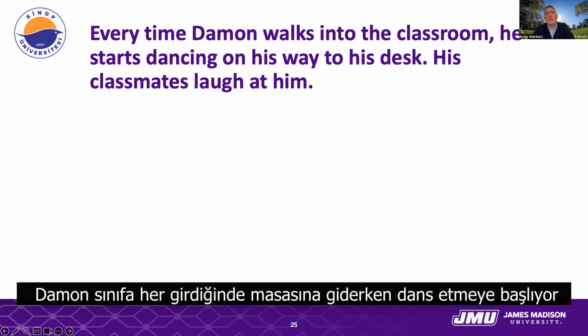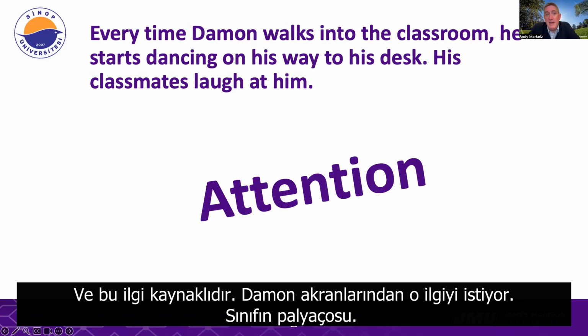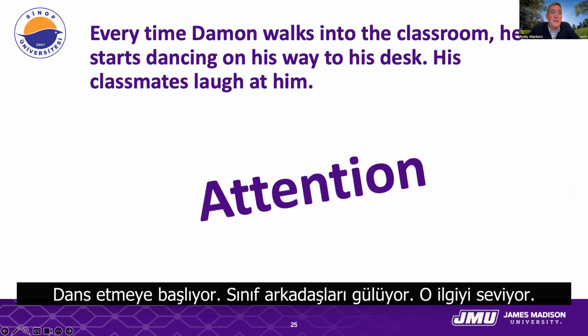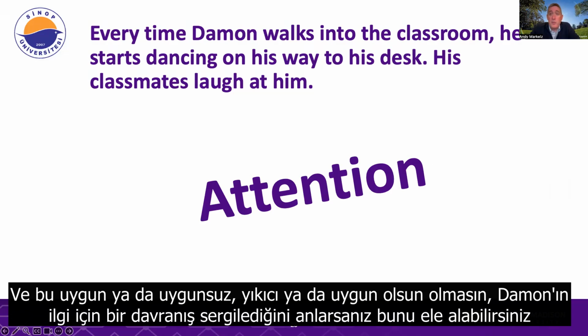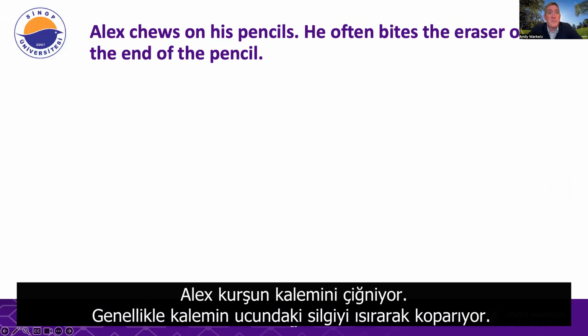Every time Damon walks into the classroom, he starts dancing on his way to his desk. His classmates laugh at him. This is probably a pretty common classroom behavior, and it's attention maintained. Damon wants that attention from his peers. He's the class clown. He starts dancing. His classmates laugh. He loves that attention. And so, whether that's appropriate or inappropriate, disruptive or not, if you understand that Damon is doing a behavior for attention, right, you can address it, perhaps provide other ways that he can get attention without disrupting the class, etc.